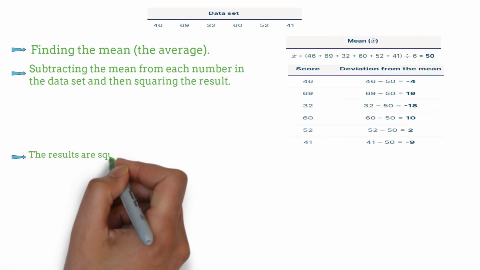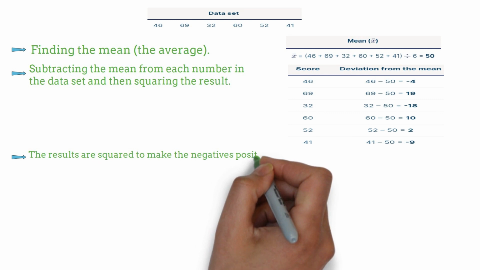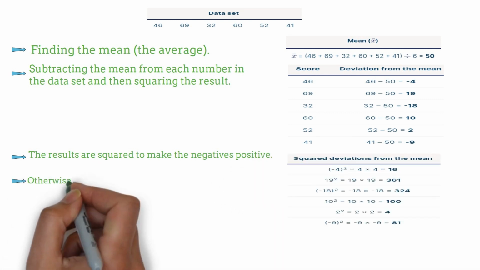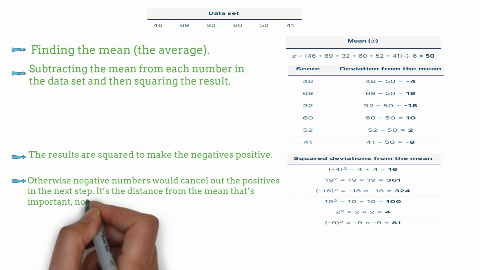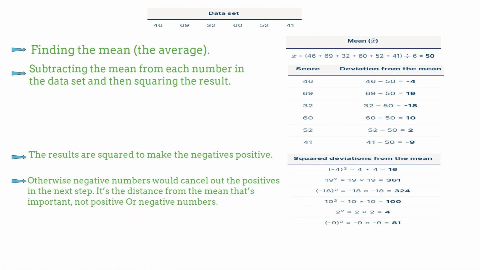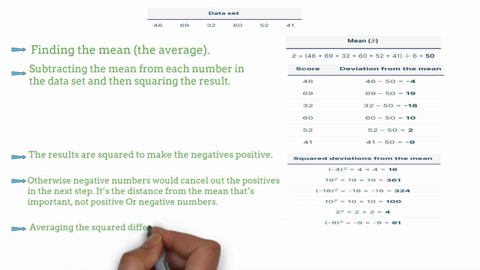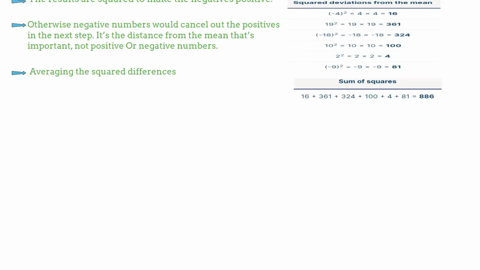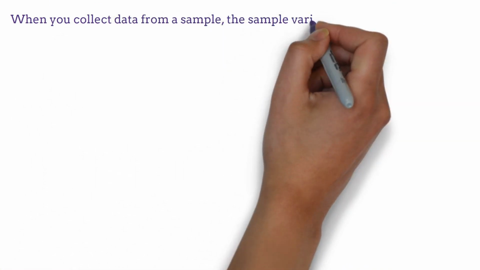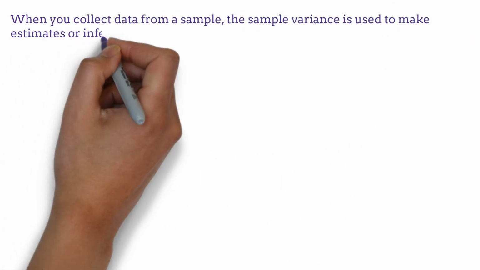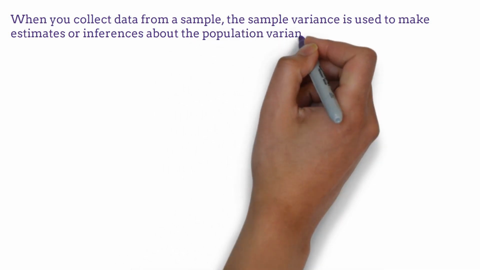The results are squared to make the negatives positive. Otherwise, negative numbers would cancel out the positive in the next step, and it's the distance from the mean that's important, not positive or negative numbers. Averaging the squared differences. Sample variance: when you collect the data from a sample, the sample variance is used to make estimates or inferences about the population variance.